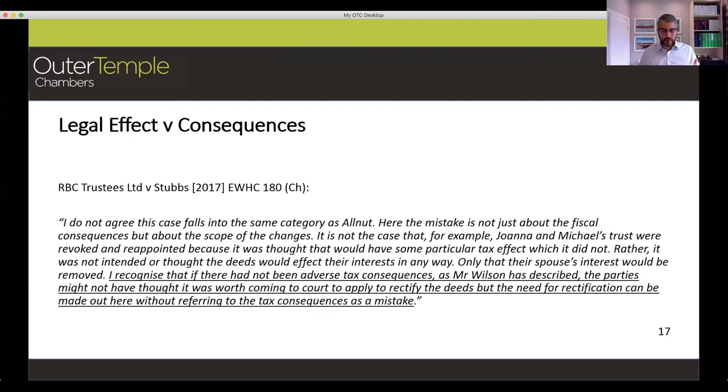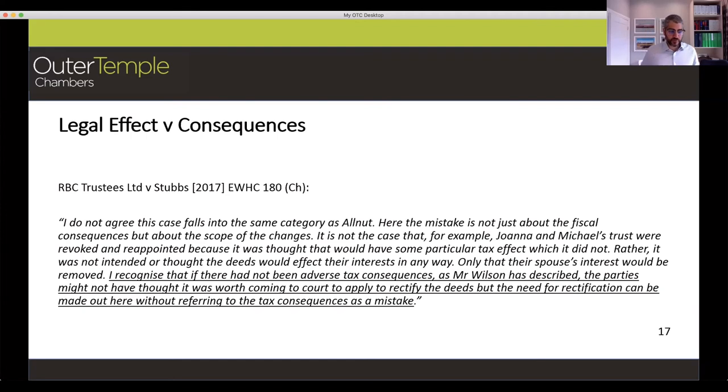So how do we round this off? I think there's quite a helpful way of looking at it, which is contained in the judgment of Mrs. Justice Rose, again, as she then was, now in the Supreme Court. This way of looking at it probably works for fiscal and pure pensions cases. It's a case called RBC against Stubbs.